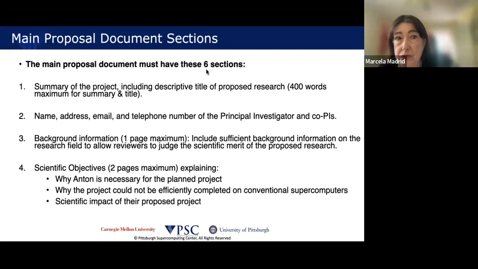The proposal is divided into 6 sections. The first one is the summary, with the title of the proposal and other information. It has to be 400 words maximum. Then the name, address, email, and telephone number of the principal investigator and the co-PIs. 1 page maximum for the background information, which is the scientific information. And then the scientific objectives, which is 2 pages maximum, explaining why Anton is necessary for the planned project, why the project could not be efficiently completed on any other high-performance computer, and the scientific impact of the proposed project.